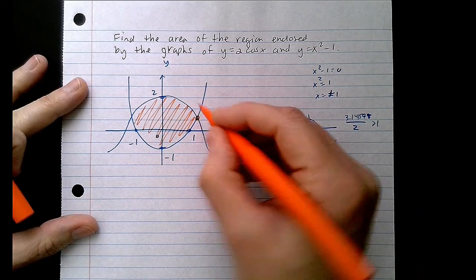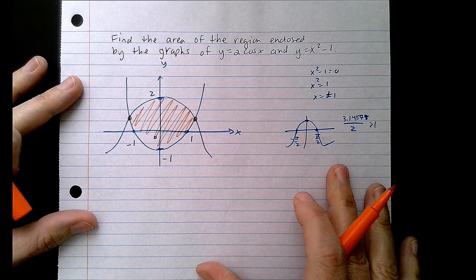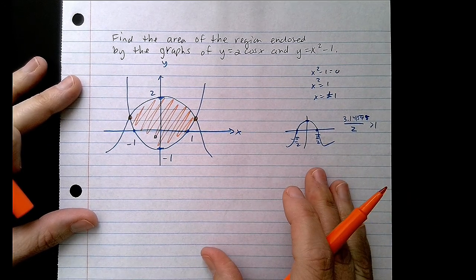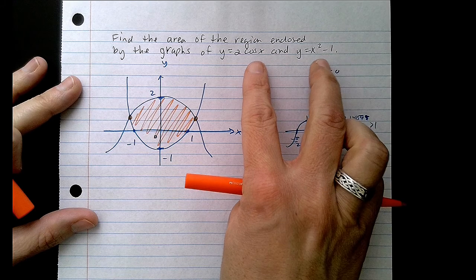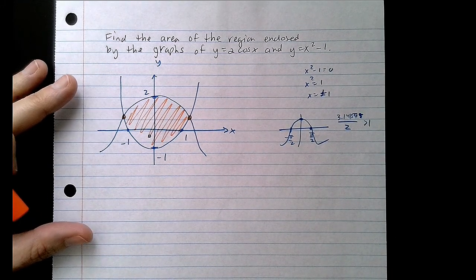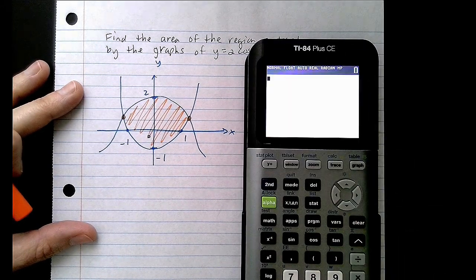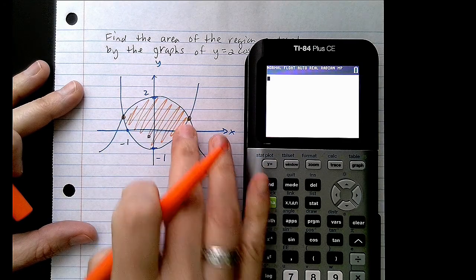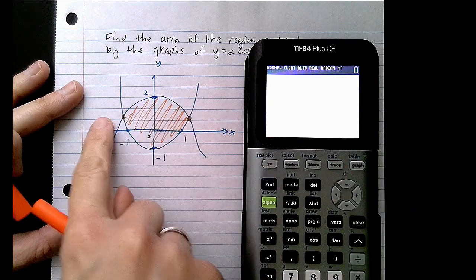So we need to know these points of intersection. Now, in a previous example, you saw we were able to calculate those by hand. We can't do that here. We're going to need to use a calculator for this one. So what we're going to do is we're going to graph this, and then we're going to calculate using calc those points of intersection.